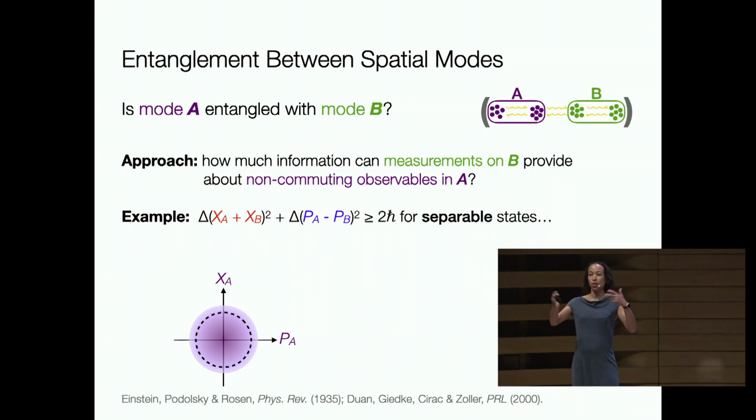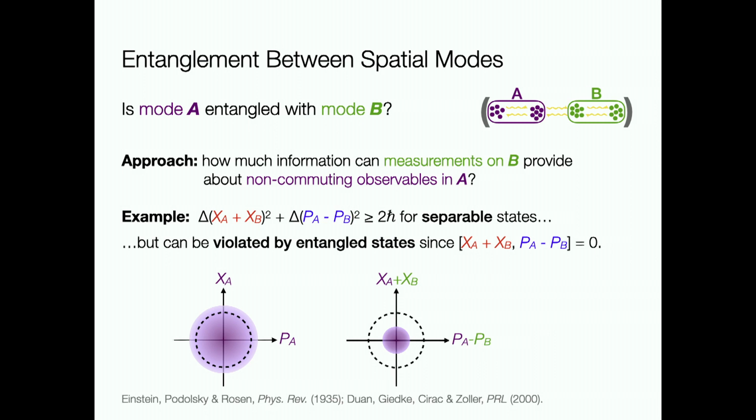I'm calling the two quadratures x and p to simplify notation. So these are just two quadratures of the collective spin. But you could write down some uncertainty relation that applies to the variance in the sum of the x's and the variance in the difference of the p's, and all that has to be larger than 2ħ if the system is unentangled. This is a good relation to write down, because if there's entanglement in the system, this relation can be violated. And the reason that's possible is that x_A plus x_B commutes with p_A minus p_B, right?